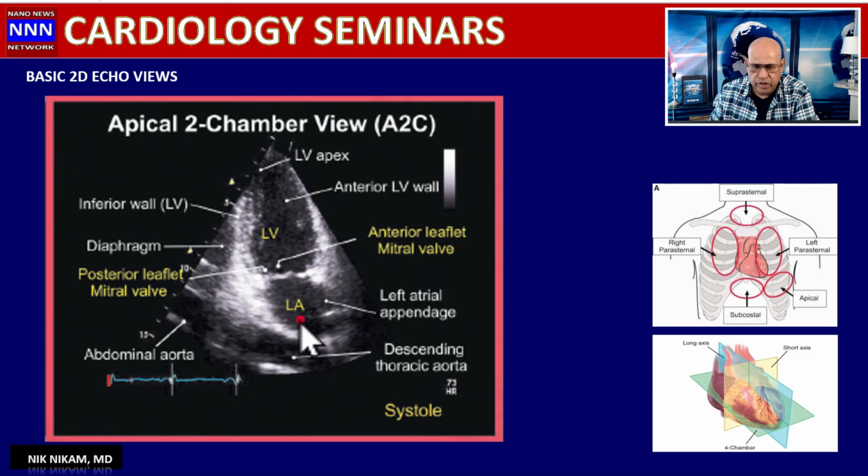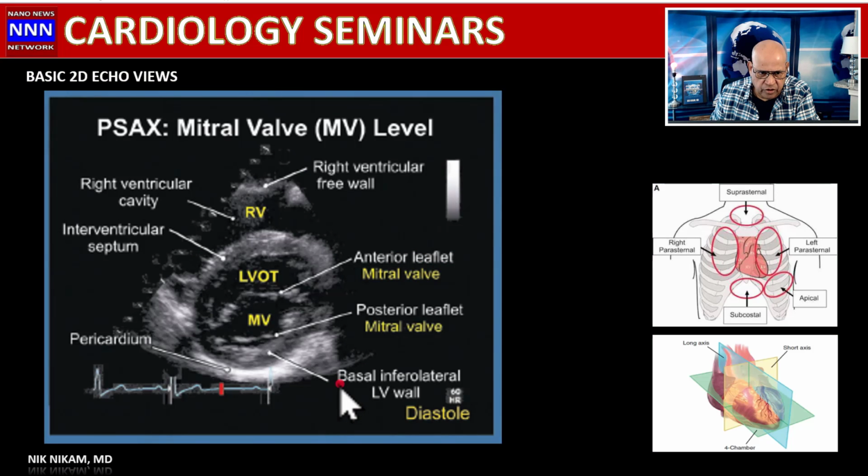So this is the two-chamber view where we focus upon the left ventricle and the mitral valve and the left atrium. This is the parasternal short axis at the mitral valve level. Now we are coming towards the mid part of the heart, like somewhere here. The first part was this one.